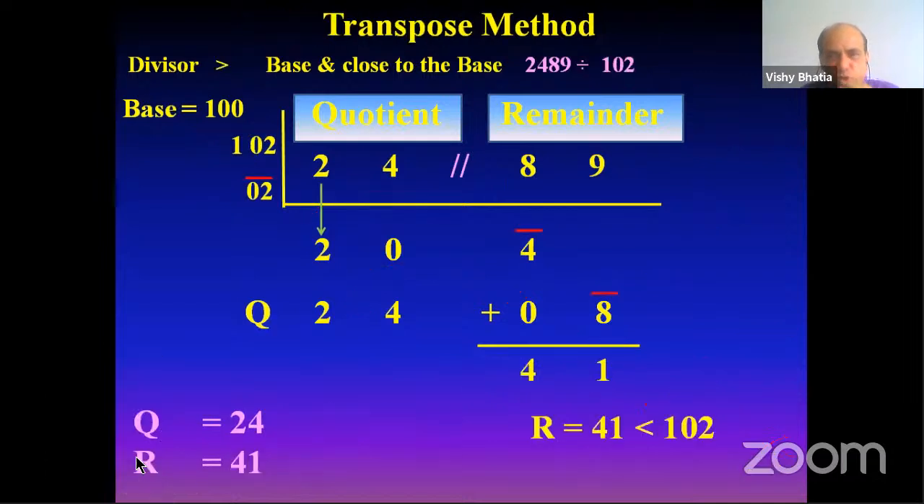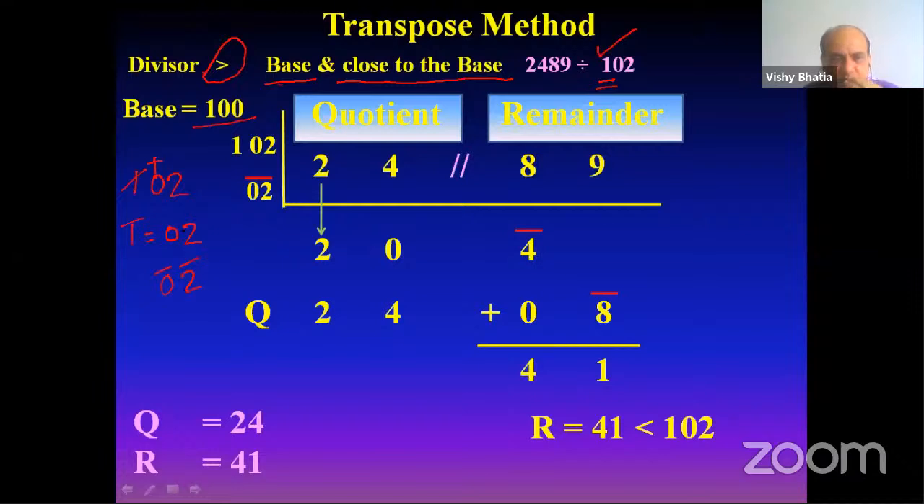Okay, proceeding to the transpose method. What is the transpose method? When my divisor is greater than the base and close to the base. And don't forget, I told you that my divisor's first digit is a 1. My base is 100, 2 zeros over here. So I take what is the surplus. Surplus is, I drop the 1, I look at the surplus. Surplus is 02. It's a positive quantity. So I transpose this 02 and I get a 0 bar, 2 bar. Transposing here means positive digits into negative, negative into positives.